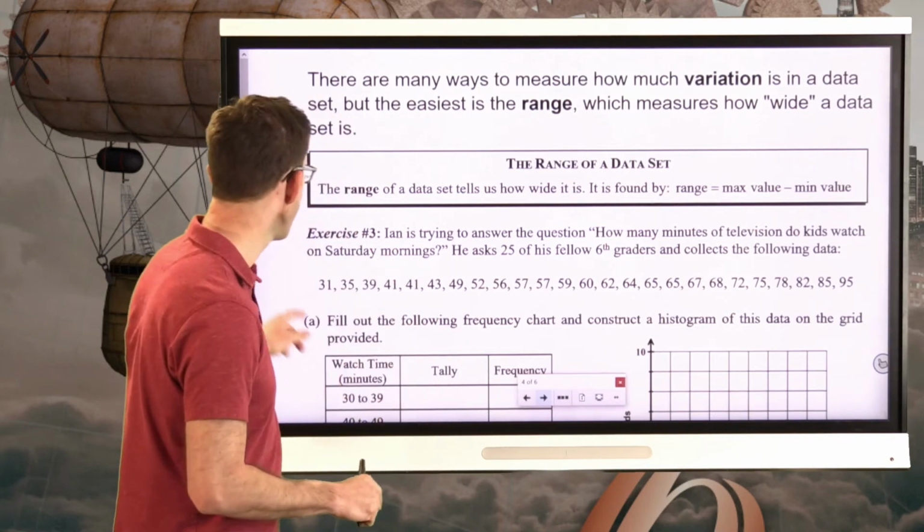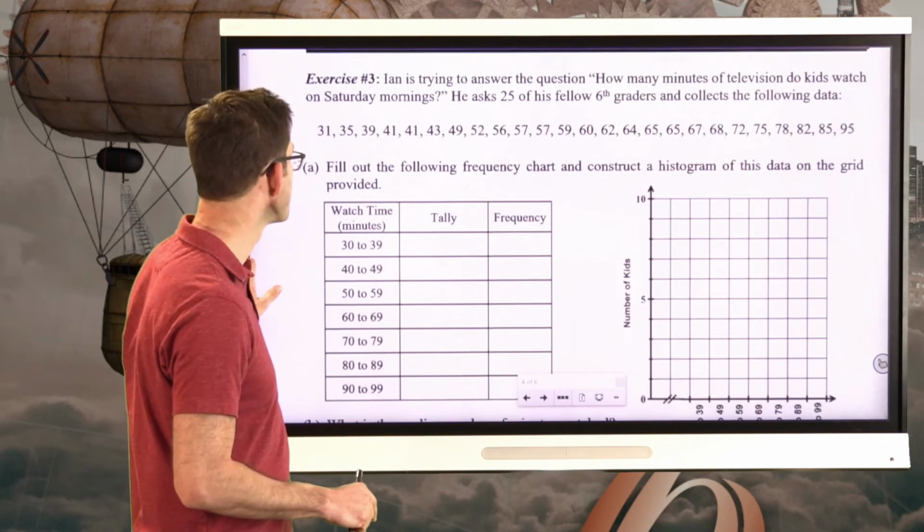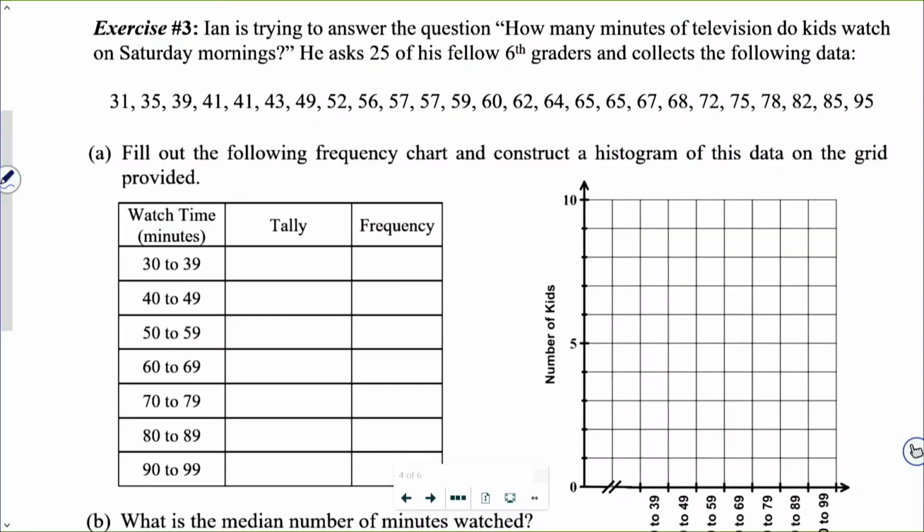And let's work with it again in exercise number 3. Ian is trying to answer the question, how many minutes of television do kids watch on Saturday mornings? I think that's a pretty good question. He asks 25 of his fellow 6th graders and collects the following data.